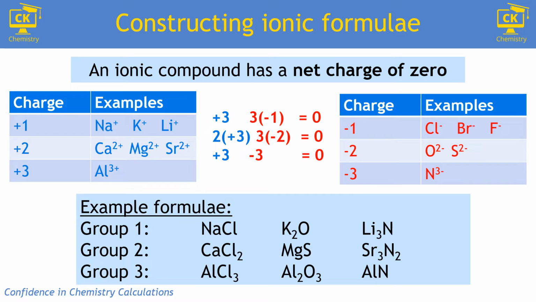otherwise you're going to come unstuck when the questions get a little bit harder. The reason it works is because, for example, if we look at my aluminium oxide example, 2 lots of +3 is going to cancel out 3 lots of -2. So just be aware why you're doing the crossover, don't just rote learn things.